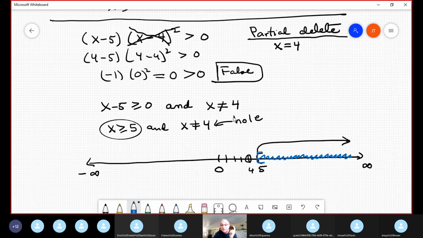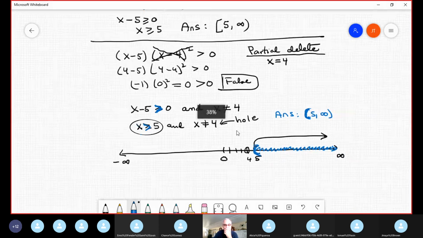In this case, by coincidence, this situation doesn't happen. I promise I will show you another example where it's completely different. So the answer for my problem is, okay, bracket 5. Wait, I changed something. Look, this is greater than, no equal. I don't know where this equal came from. So no bracket, parenthesis: parenthesis 5, infinity.